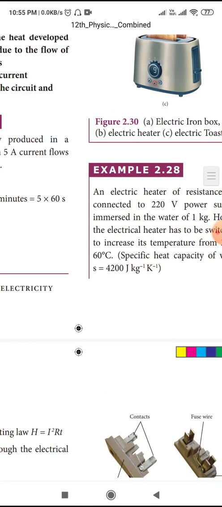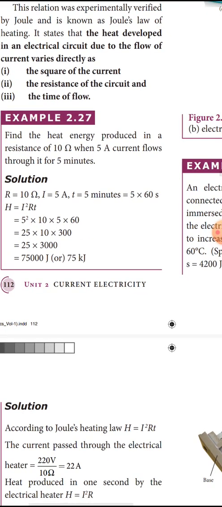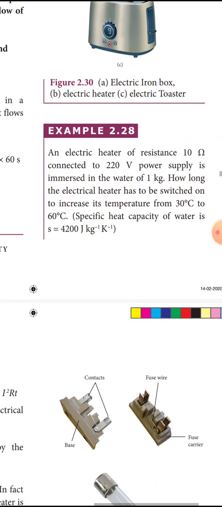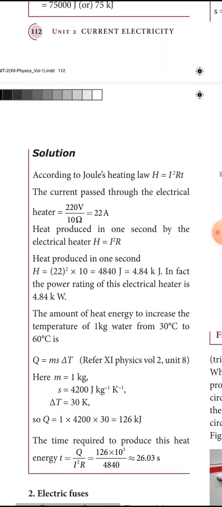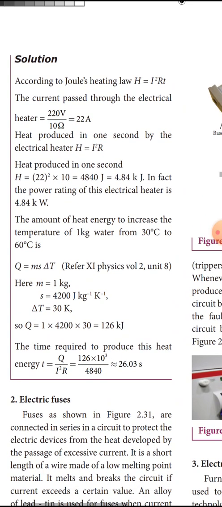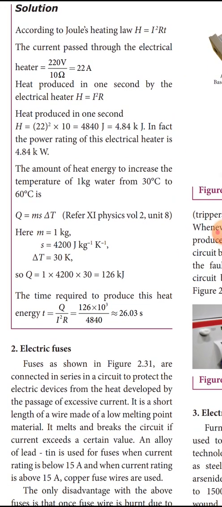This is example 227. Here you are using the formula H is equal to I square RT. Using that formula, you can find out the heat energy produced. Similarly, for example 228, you are also using Joule's heating law, H is equal to I square RT, and here you are finding out the heat.